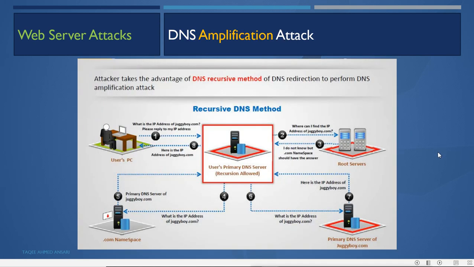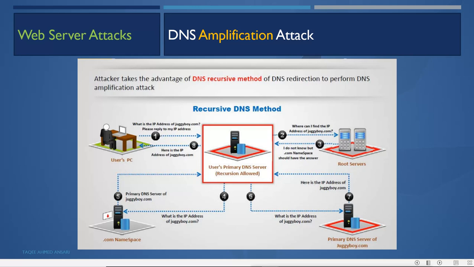Then we have the DNS amplification attack also. The attacker takes advantage of the recursive method of DNS resolution to perform the DNS amplification attack. That means DNS servers do recursive queries. Recursive query means if the DNS server is not authoritative, then it does a recursive query to find the record for you.